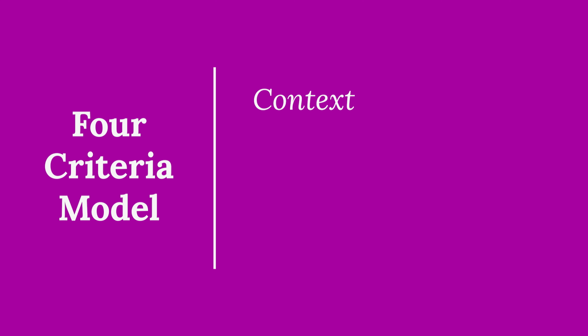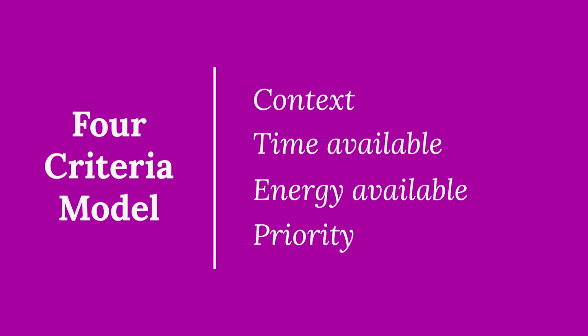The first method is called the 4 criteria model, and I touched on this a little bit in my previous video on Reflect, so definitely check that out if you haven't already. When it comes time to decide what to do after you've reflected, you want to look at basically 4 different areas. Context, which is the tool or the person that you need to do that task. Time available, energy available, and priority. And you really want to look at them in that order according to the GTD book.